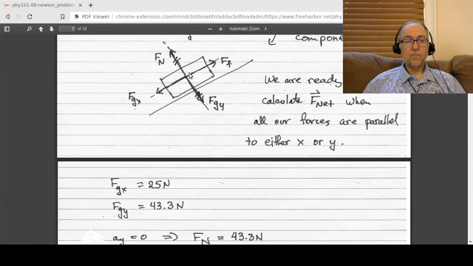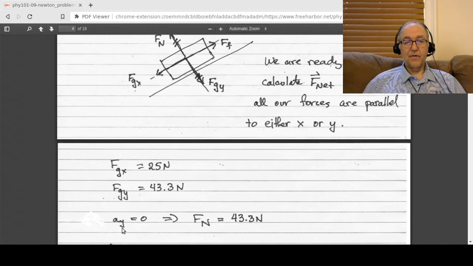Well, that's not happening, so there is no acceleration in the y direction, and that means that Fn must exactly cancel Fgy, all right? But we just said that Fgy is 43.3, so guess what? Fn must be 43.3, okay? Now, that is what we concluded above, that Fn must be 43.3.